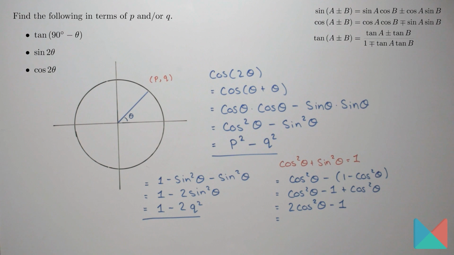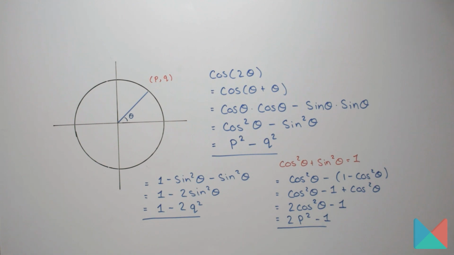Which by substituting in our value for cos, we know cos is the x component right off the unit circle, so we have 2P squared take 1. And so cos 2 theta can also simplify into 2 times cos squared take 1, or in terms of P is 2P squared take 1. So that's the end of this example, and now let's move on to our next example.